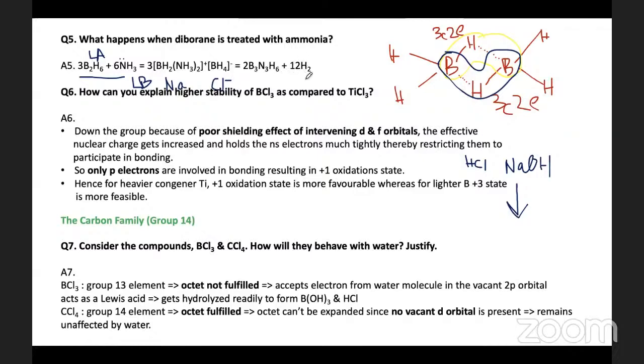12 moles of hydrogen will be liberated, and we are left with this compound, B3N3H6. B3N3H6 is one of the very well-known compounds, and it is one of the majorly utilized compounds from the group 13 elements. So B3N3H6 has a nickname called borazine. So this is called borazine, or it has another name, inorganic benzene.